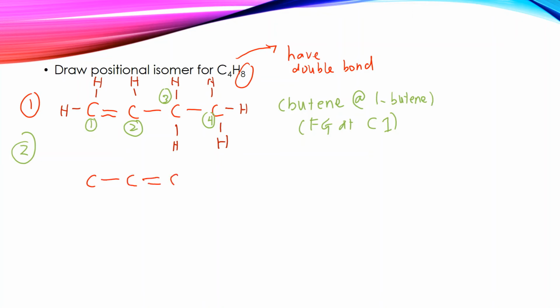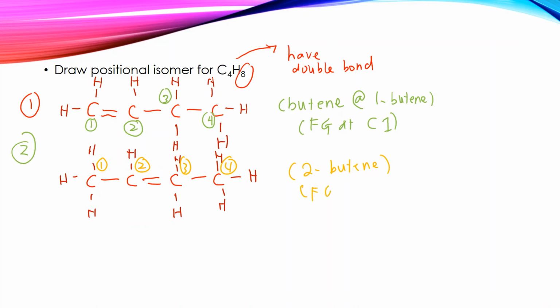Double bond C. Fill up my H. Now the name will be different. This one carbon number 1, this one carbon number 2, 3, 4. Now the double bond starting from the carbon number 2. That's why the name will be 2-butene. Okay, so functional group at carbon number 2 startingnya.